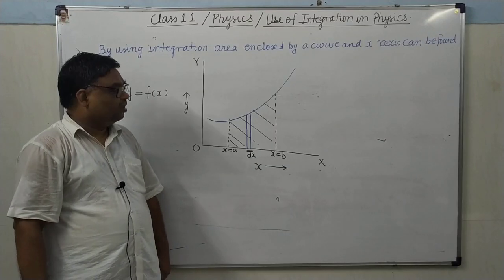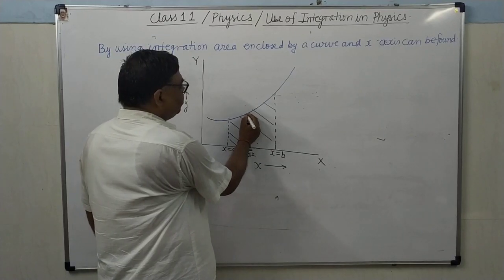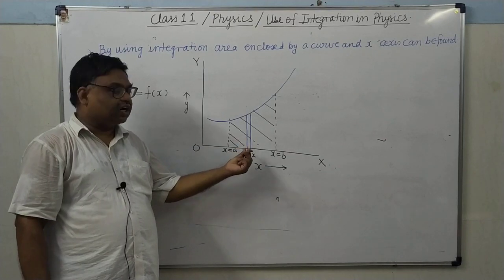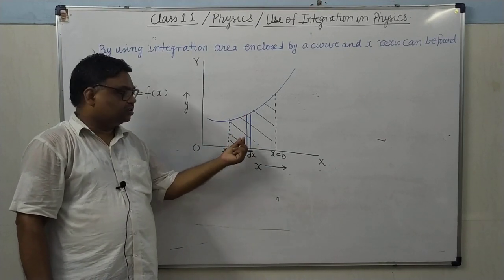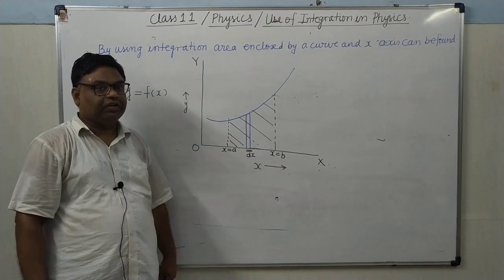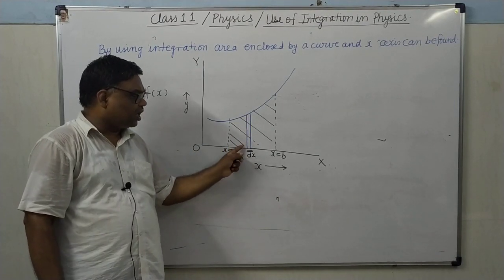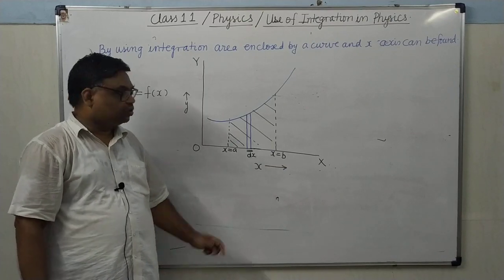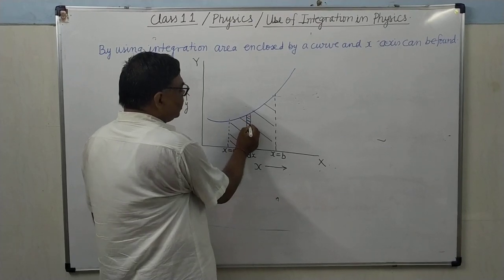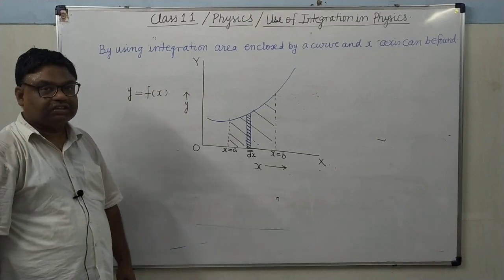It's clear? So since it is very small, what will happen? This part will be almost straight. This is not truly infinitely small, we will not be able to show that with lines very close to each other. So in order to have clarity, I have taken some distant lines. When dx is very small, this area will be just like a rectangular strip.